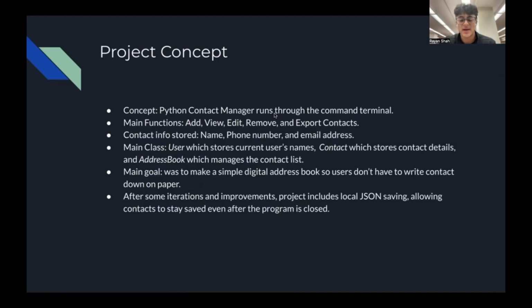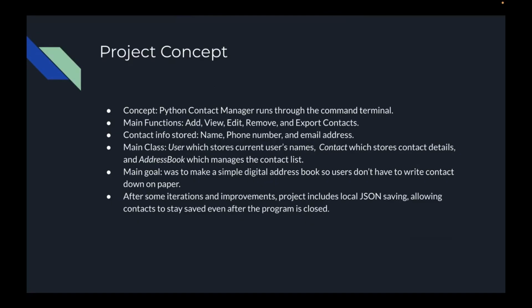Instead of needing a complicated app or interface, the user can simply type in a number from the menu and choose what they need to do. After making improvements to the project, we also added local JSON saving. This means contacts can stay saved even after the program is closed, which makes the program more useful because users do not have to re-enter their contacts every time they run it. Overall, the project accomplishes a simple but useful contact management system that uses object-oriented programming, file handling, and basic user input to create a practical tool.